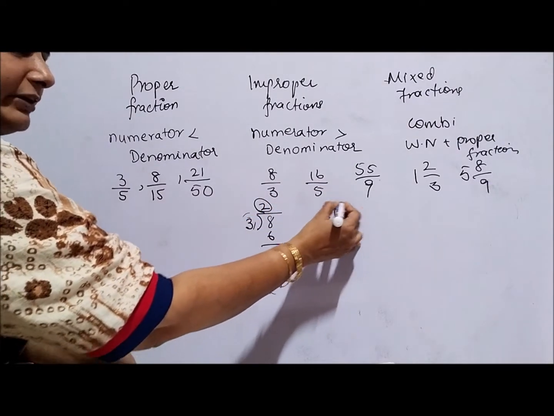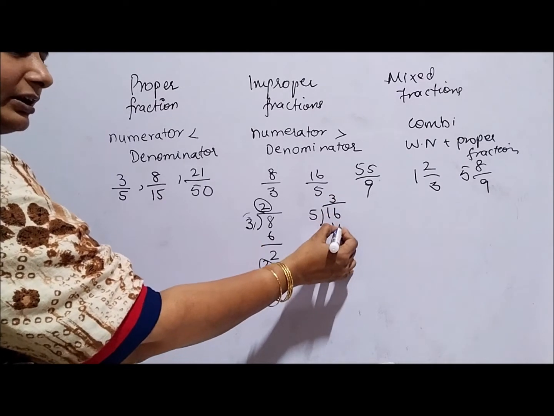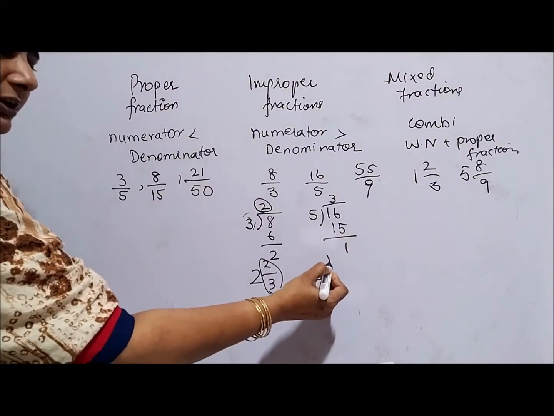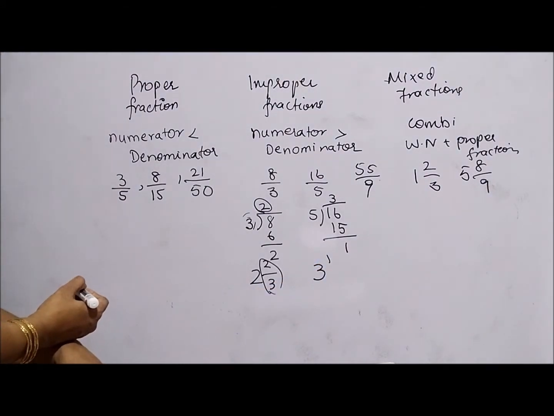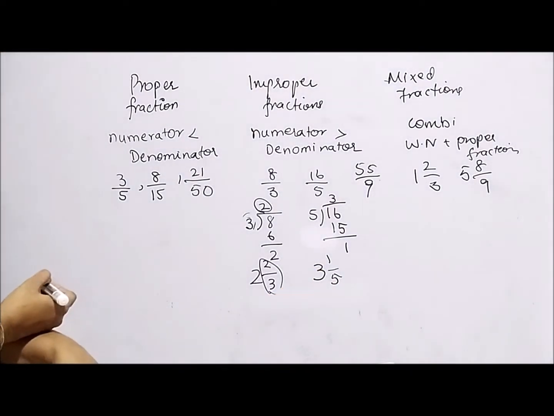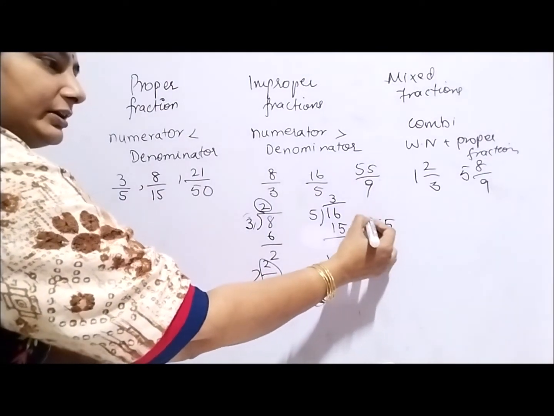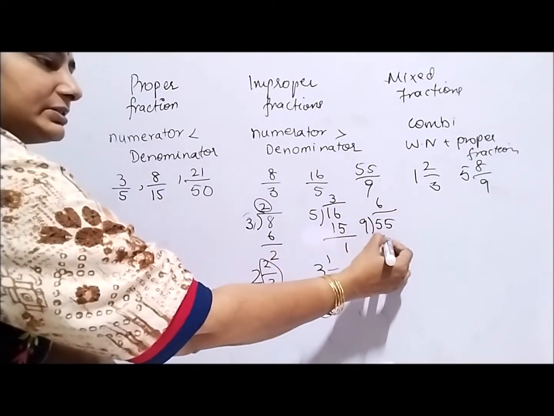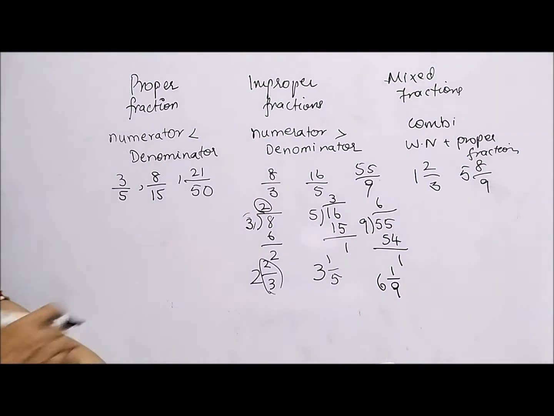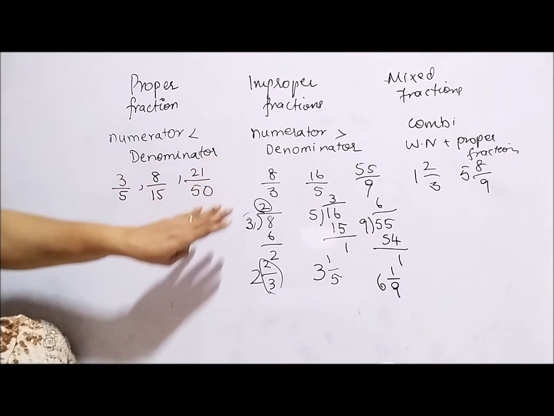16 by 5. 5 3s are 15. Balance 1. So, my whole number part is the quotient. The proper fraction numerator is my remainder. And the denominator is the same denominator. 55 by 9. 9 6s are 54. 1 6 1 by 9. This is how we will convert an improper fraction to a mixed fraction.